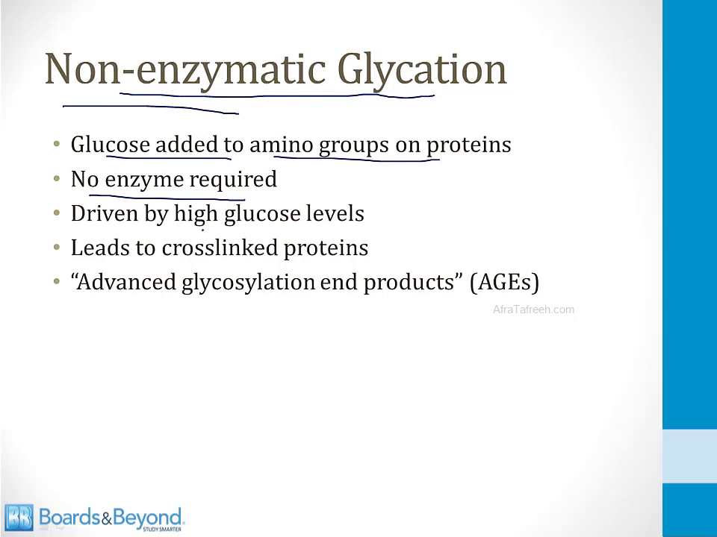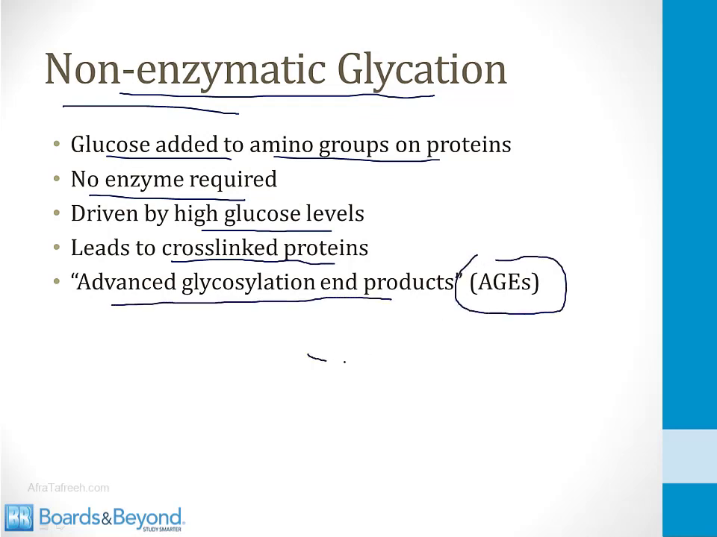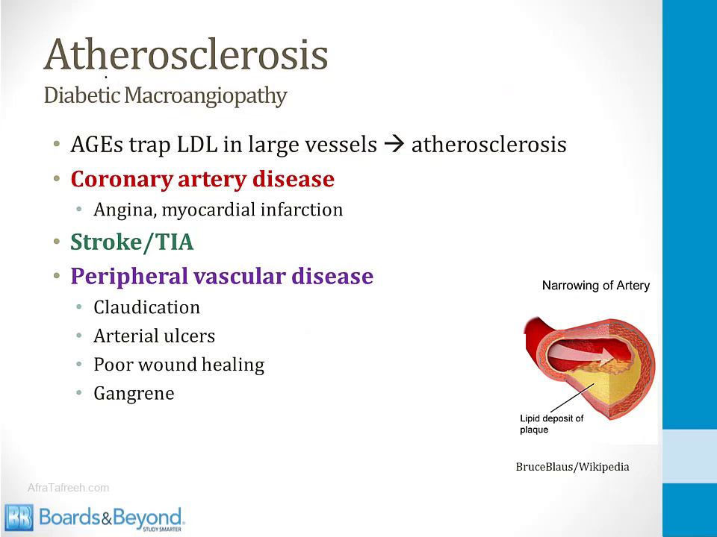It's driven by high glucose levels, so chronically elevated glucose levels lead to more non-enzymatic glycation. The glycated proteins can become cross-linked, and this can lead to substances called advanced glycosylation end products, or AGEs, and these underlie the pathophysiology of many of the complications of diabetes. AGEs have been shown to play a role in the development of atherosclerosis among diabetics.